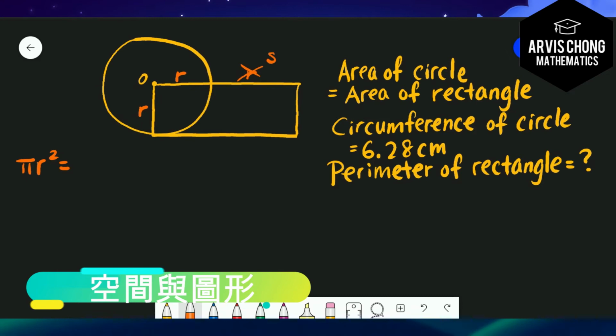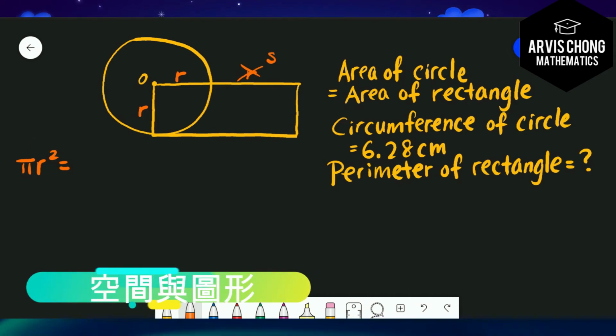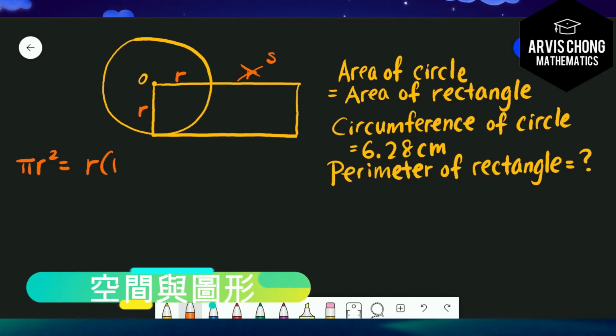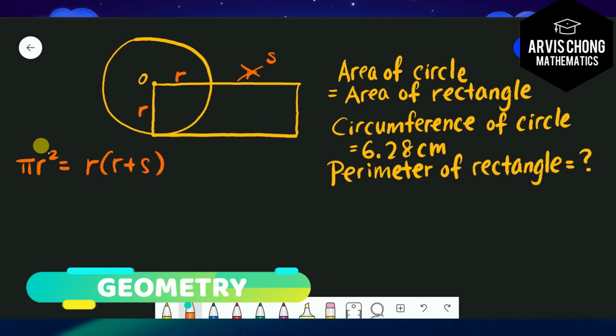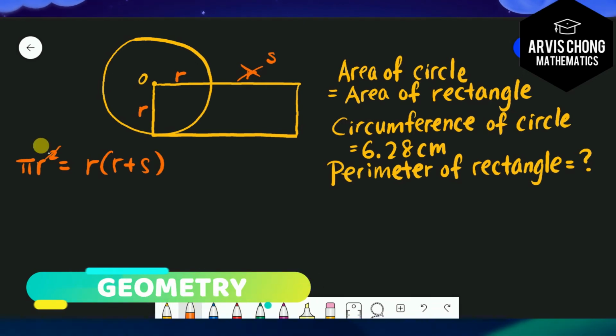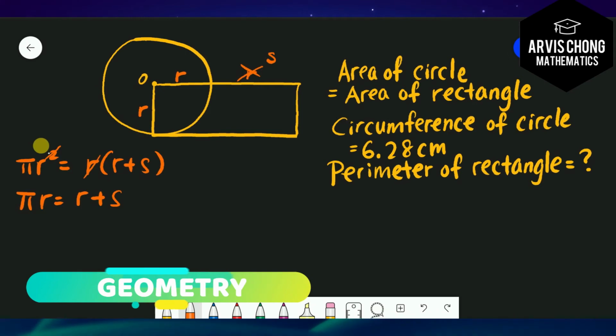So how do we find the area of rectangle? We know that it's length times width. So it's r times (r plus s). Agree? So from here, we can cancel the r. So this one can cancel one here. So eventually we get pi r equals to r plus s. Okay, so this is our first equation.